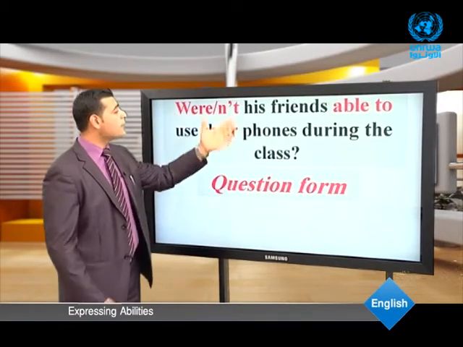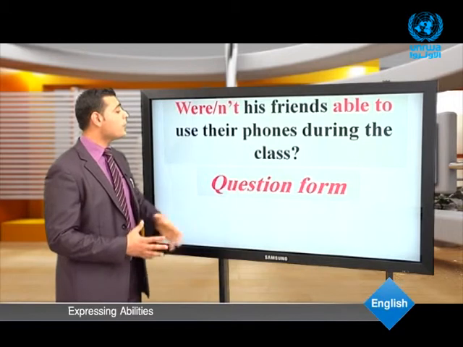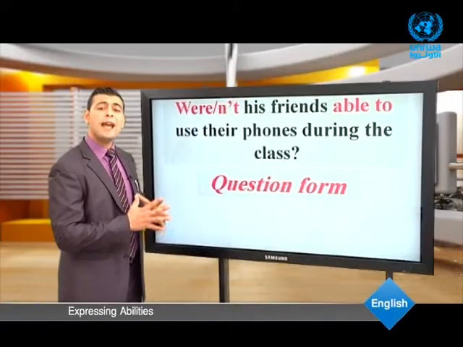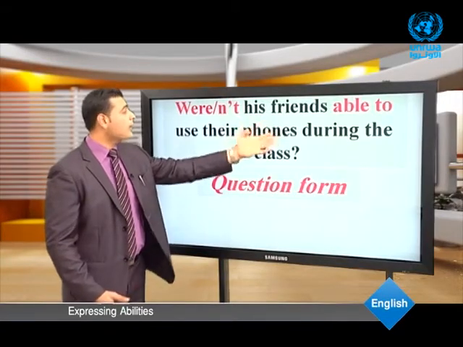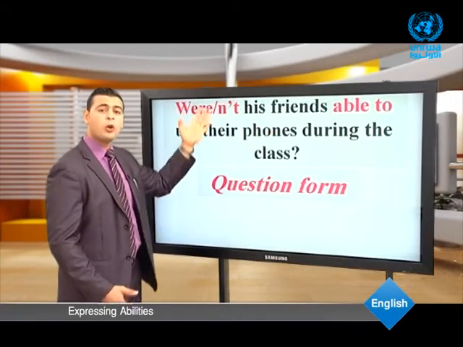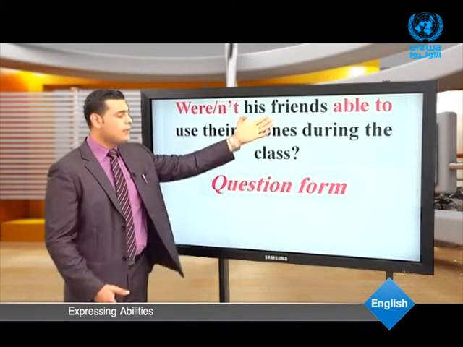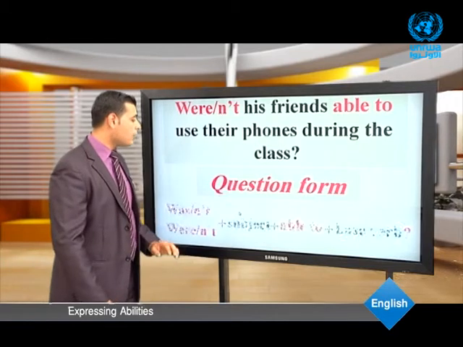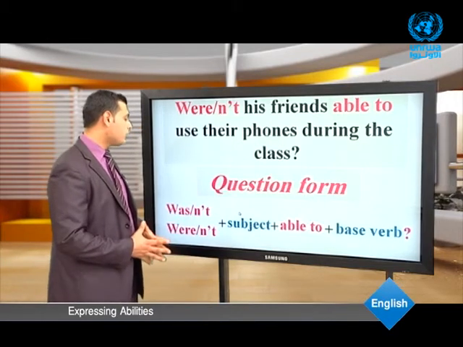Were or weren't his friends able to use their phones during the class? Were his friends able to use their phones during the class? Here, because we ask about Omar's friends, we started our question with were or weren't, because the subject is a plural. So, let's look at the structure of the question by using able to.